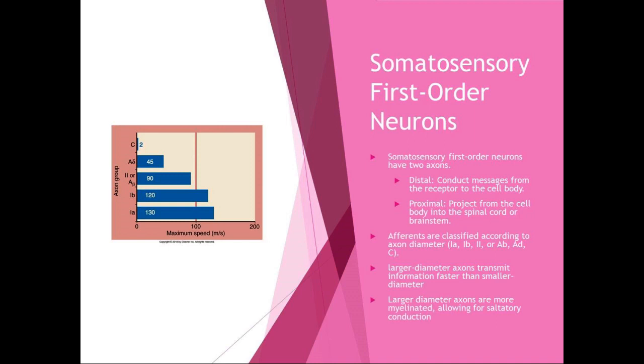Somatosensory first-order afferents are classified according to axon diameter. So 1A is the largest, 1B is the second, 2 or A betas are about the same size, and then A deltas and C fibers are the smallest. So the larger diameter axons transmit information faster than smaller diameter axons. Larger diameter axons are more myelinated, and so they allow for saltatory conduction and they transmit information faster.